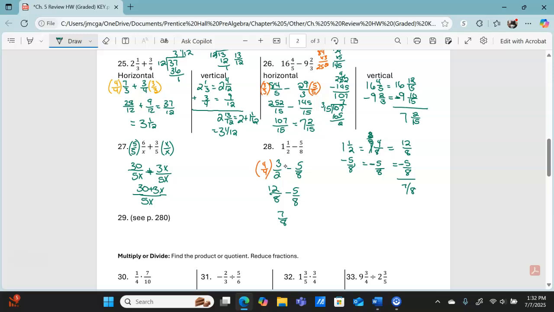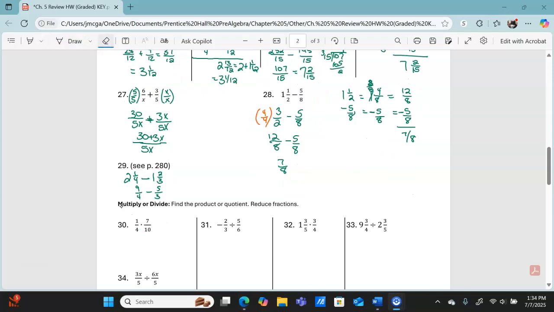Number 29, you had to read in your textbook on page 280. It's a word problem. It says, an upholsterer cuts a piece of cording 1 2/3 feet long from a piece that was 2 1/4 feet long. How much is left? So you start with 2 1/4 and you cut off 1 2/3. So you want to know how much is left. So I'm going to do this one horizontally.